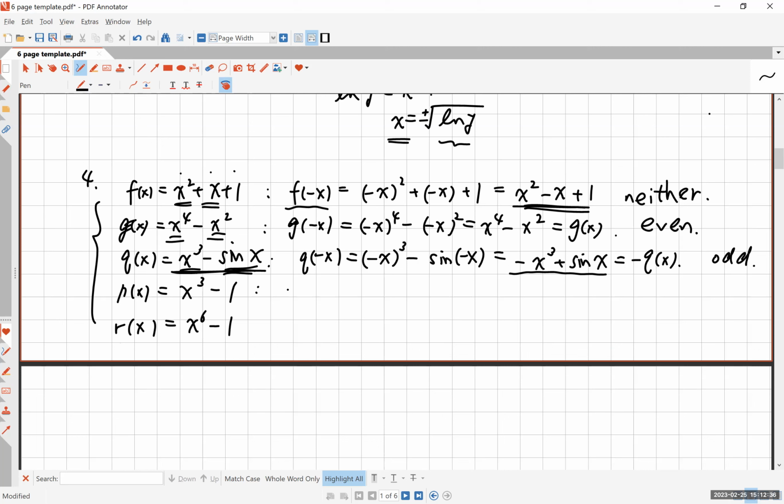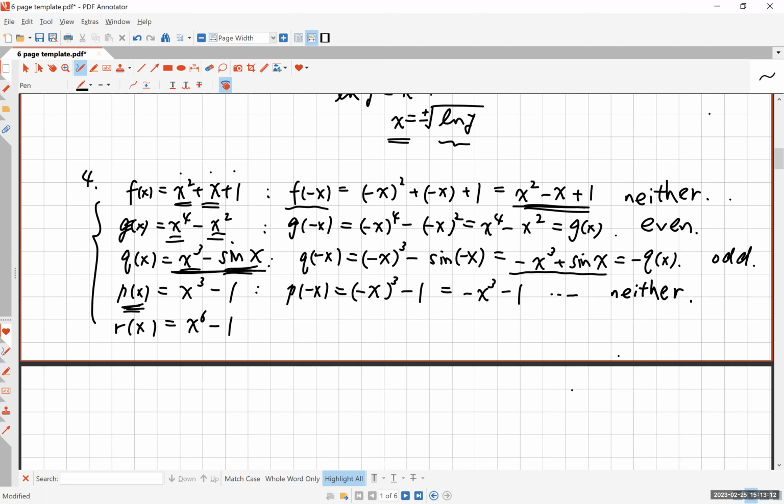All right, so what's this one here? P of negative x is negative x quantity to the 3rd power minus 1. Notice here, when you have a constant, of course, nothing changes because it's a constant. So then you have negative x cubed minus 1, which looks sort of like the negative of p of x, but it's not, right? Negative of p of x will be negative x cubed plus 1. And so this is not negative p of x or p of x, and therefore it's neither.